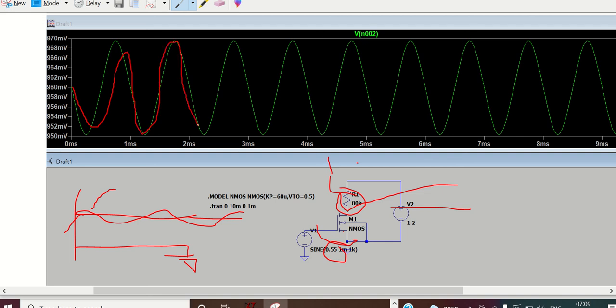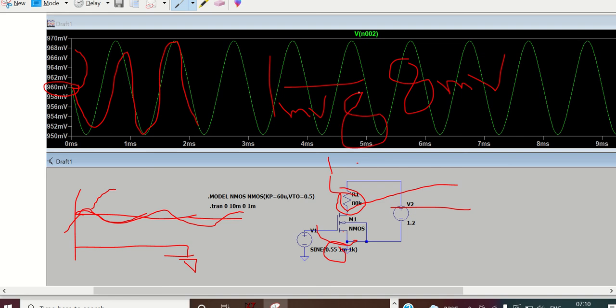What I'm observing here is, I gave a 1 millivolt signal here. What is this sine wave? 1 millivolt. And what I'm getting here is 8 millivolt. From 960 millivolt, it has gone up to 968. So a 1 millivolt signal has become an 8 millivolt signal. So the amplification factor is 8 here. To do amplification, I used this VGS, this M1 W by L ratio, and R1. We will see this in detail.